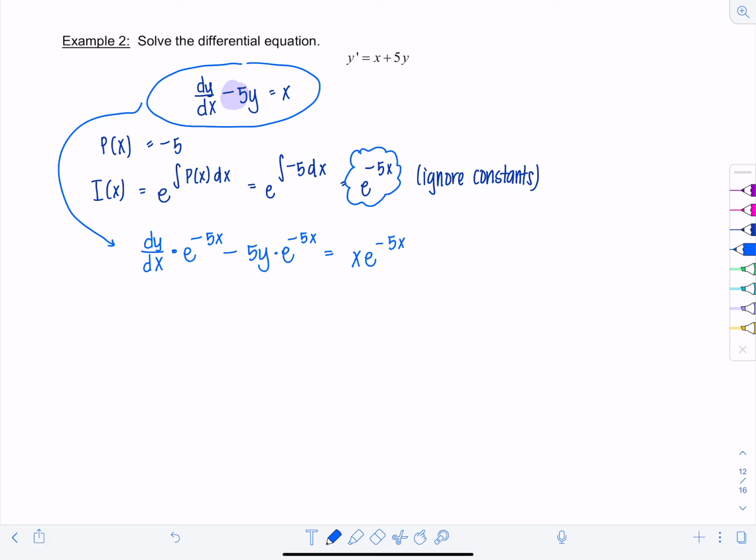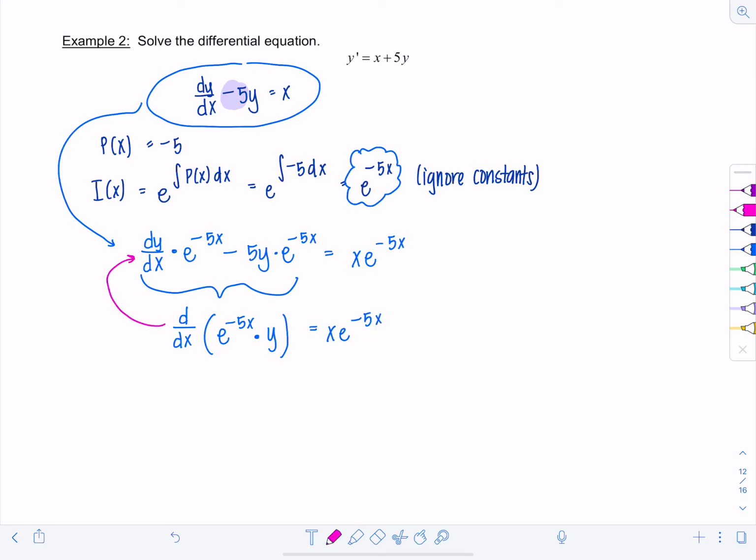Just you wait. The left-hand side, provided you did everything right, should be the derivative with respect to x of the integrating factor, which is e to the negative 5x in this case, times y. You always need to check because this is where you can catch if you messed up. So check if this is true.